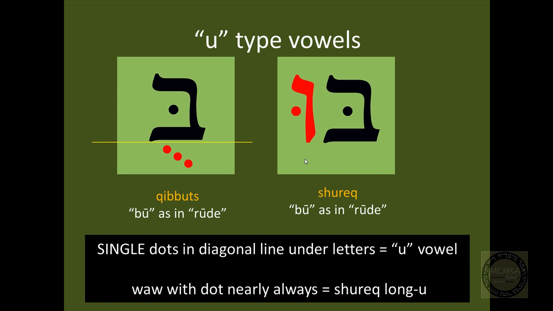Now, I put nearly always there because when we get to the different kind of dagesh, the doubling dagesh, there will be some words that have a middle consonant, vav, and that consonant will be doubled, and it won't be a vowel, it'll be a consonant letter. There aren't very many of those, and so if you know your vocabulary, you'll be able to spot them immediately. But other than a handful of those words, everywhere you see this, it's going to be a long U vowel.